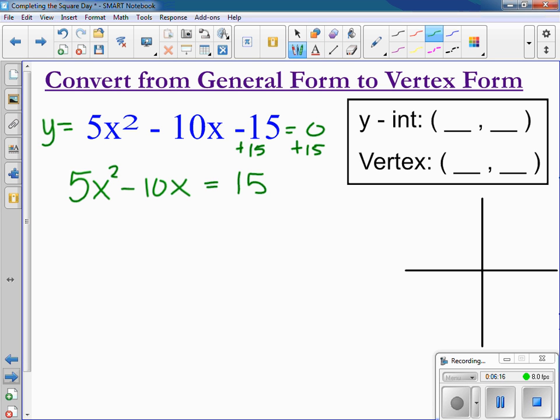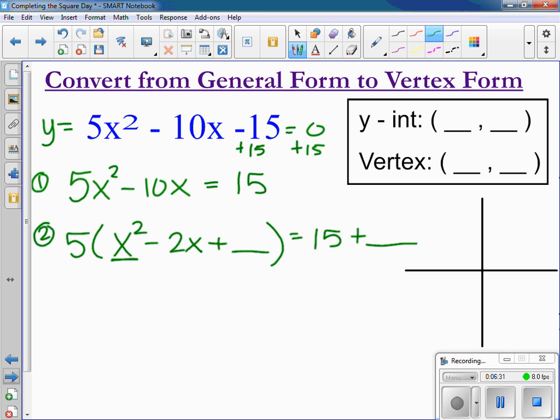All right, so that's step 1. Step 2, factor out the 5 just from this side. So I get x squared minus 2x. And now that I have the x squared, I can start the process of plus blank, plus blank. Remember, it has to be on both sides, okay? All right, so that 5 stays out front.